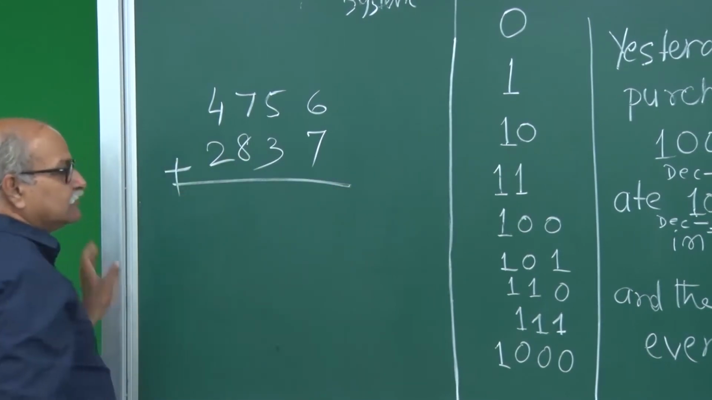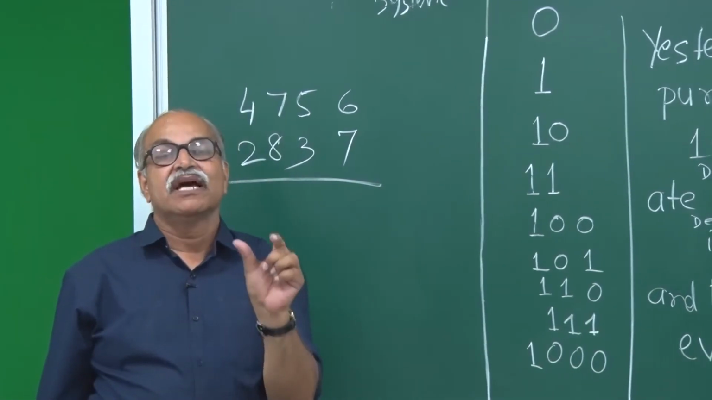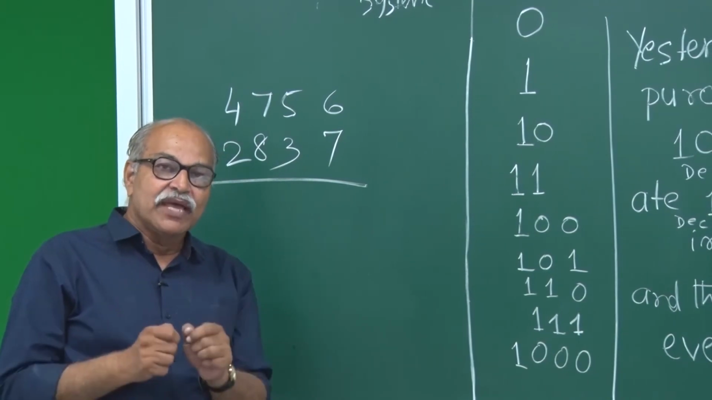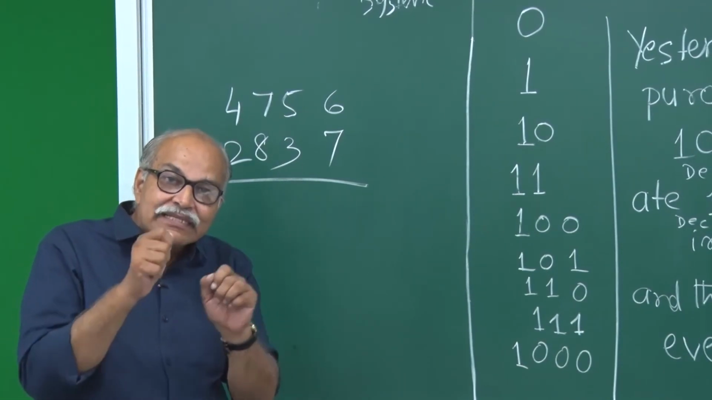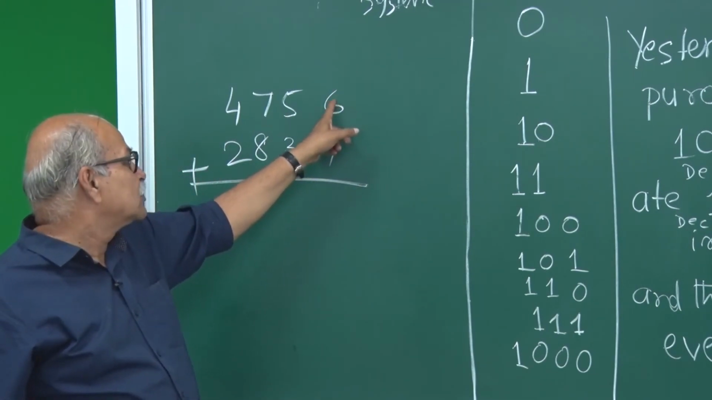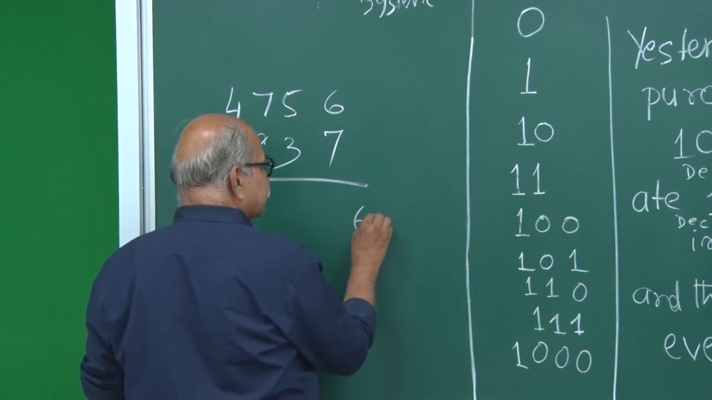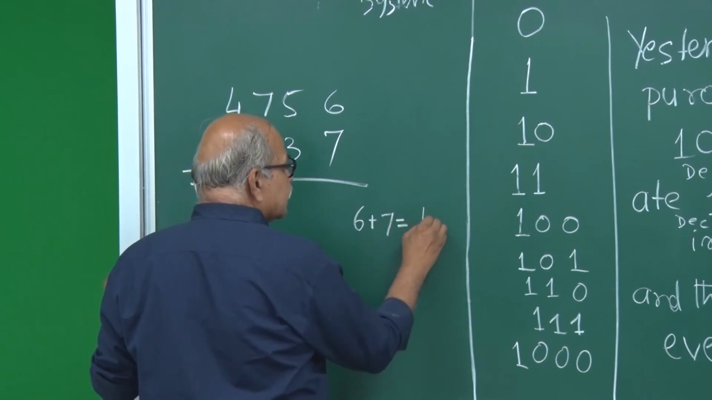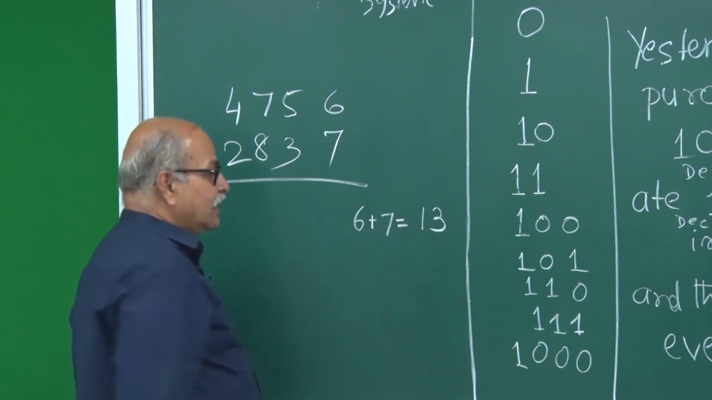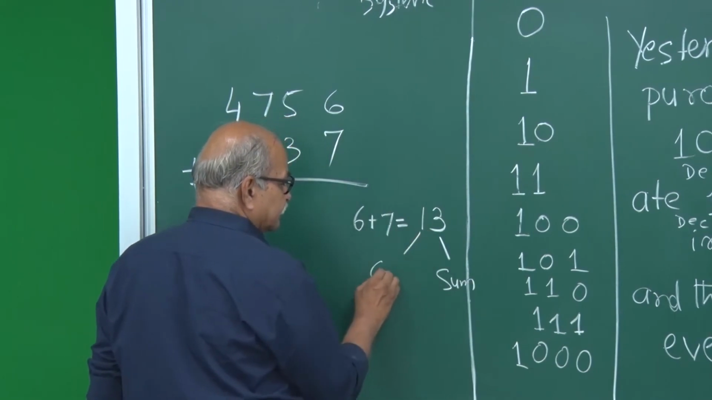We have to add any two numbers. What is the basic rule I should know? The basic rule that I should know is how to add two one-digit numbers. So, I have here 6, I start from the right side, 6 plus 7. So, I should know what is 6 plus 7. And when I say it is 1, 3, I am using two symbols, 1 and 3, and this I call sum and this I call carry.